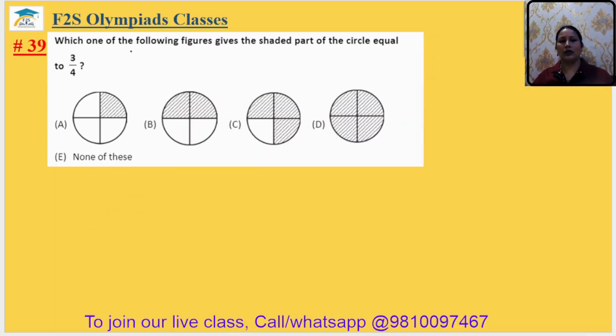Question number 39. Which one of the following figures gives the shaded part of circle equal to 3 by 4? So let's write the fraction of the circles. This shaded part is 1 by 4. This one 2 by 4. This one 3 by 4. And this one 4 by 4. So our required answer is option C. 39th answer is option C.